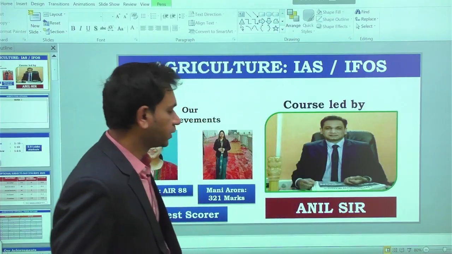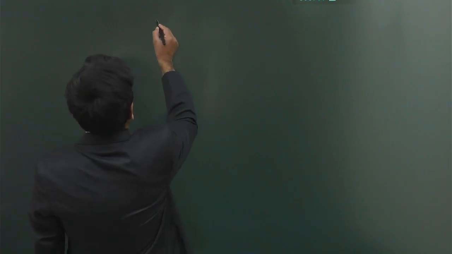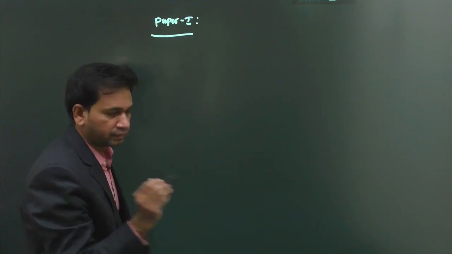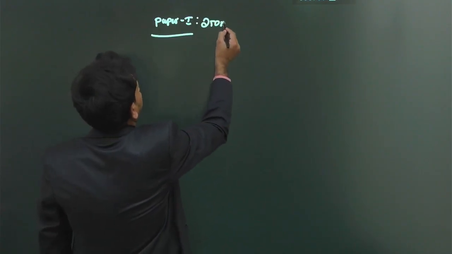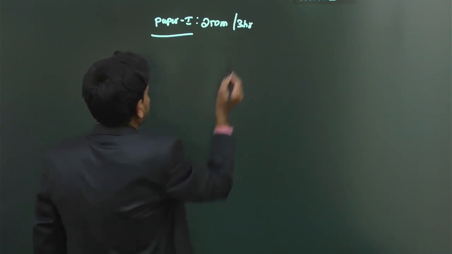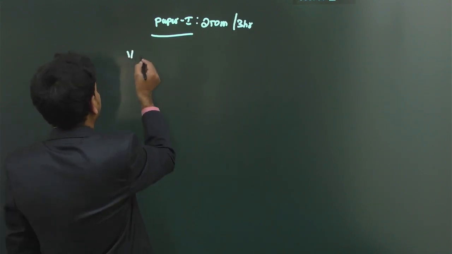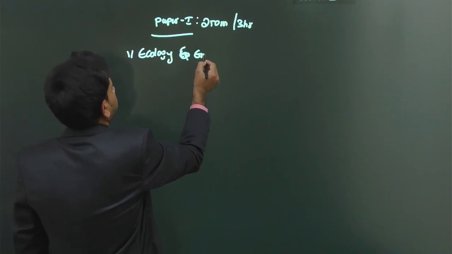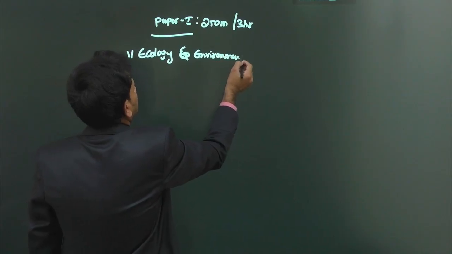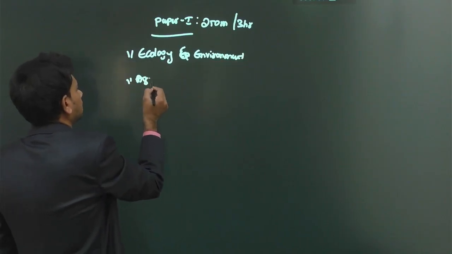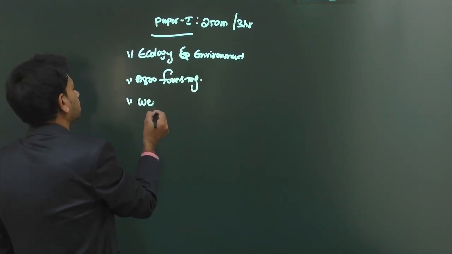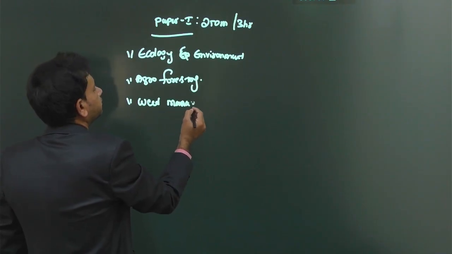Before going to the subject matter in the agriculture optional, there are two papers. Paper one carries 250 marks with a three-hour duration. In paper one, the syllabus includes ecology and environment, agroforestry, and weed management.